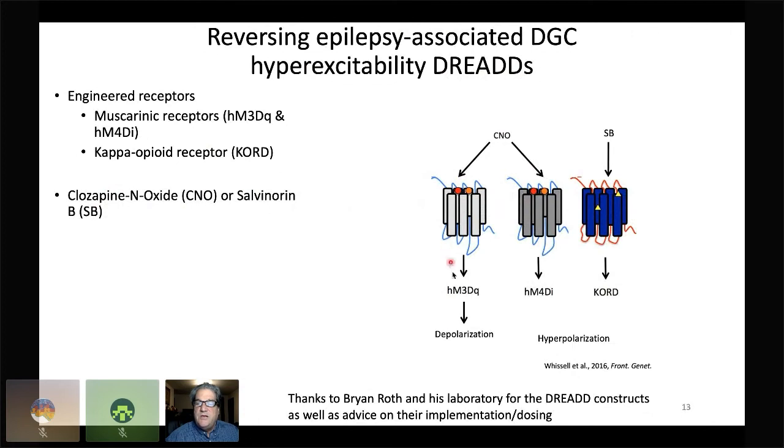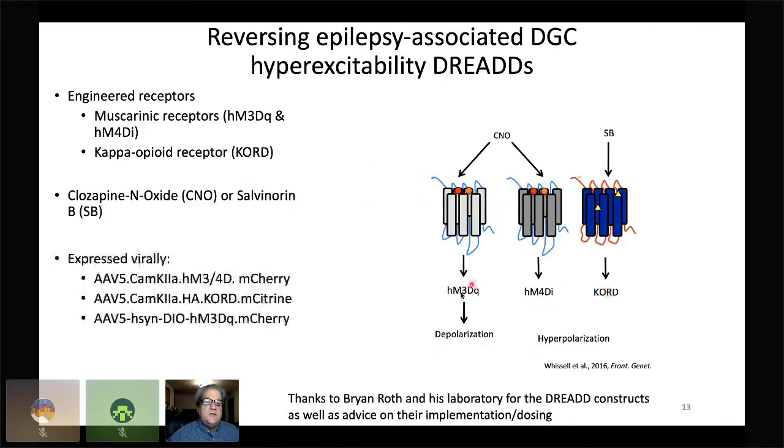And hM3Dq, the human muscarinic receptor, triggers depolarization. hM4Di triggers hyperpolarization in these neurons. And the KORD also triggers hyperpolarization. And so these can be expressed virally, so you can put the viruses in stereotaxically and target excitatory neurons and be able to specifically modulate granule cells.